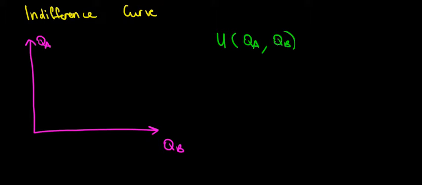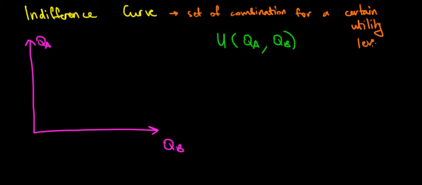Now what is an indifference curve? An indifference curve is literally a curve, but it could also be a line. We'll show some examples. So let me write over here: an indifference curve shows the set of combinations for a certain utility level. Now let's say we want to have a utility level of 100 units.